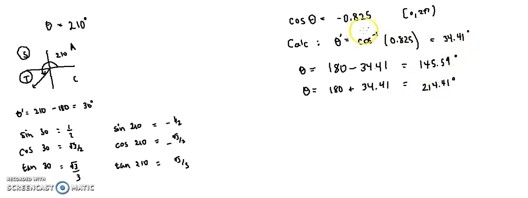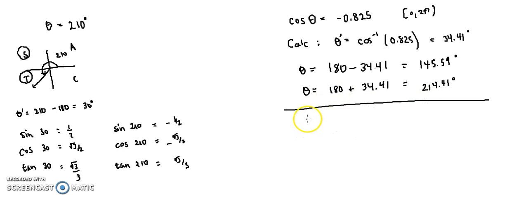Okay, and then of course you can turn around and check them by doing cosine of this angle and cosine of this angle, and you should get negative 0.825, at least pretty close. We may have rounded a little bit here. It should be very, very close. Okay, let's try one more of those.